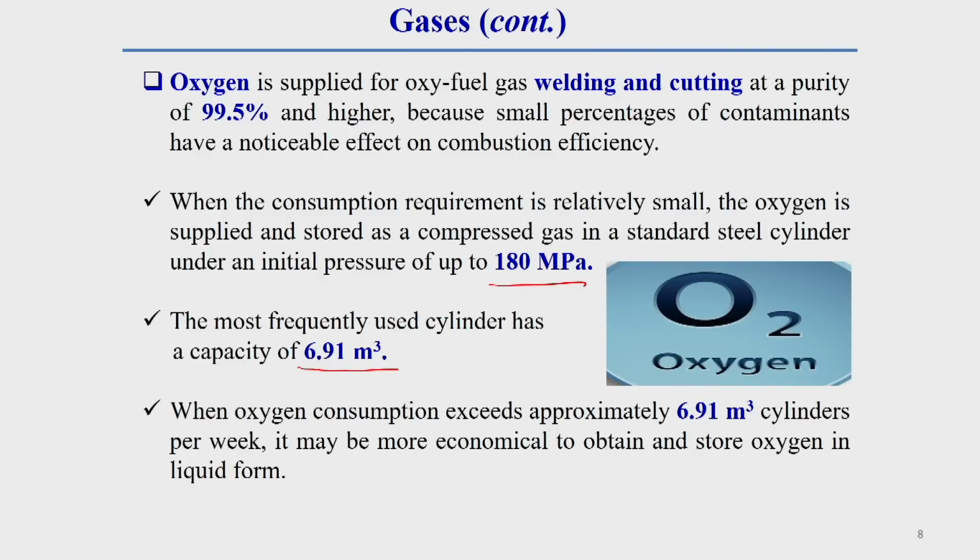Now the cylinder capacity is 6.91 meter cube. It can contain a volume of oxygen of 6.91 meter cube. The most frequently used cylinder has a capacity of about 6.9 meter cube. Here, when oxygen usage increases, that means oxygen consumption increases, it is better to use the oxygen in liquid form.